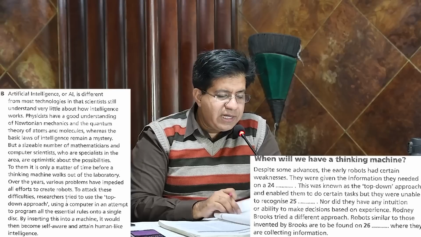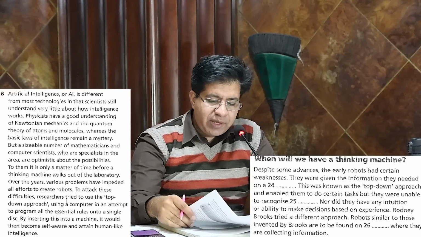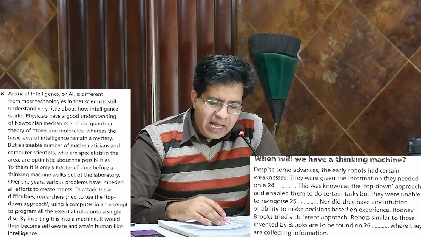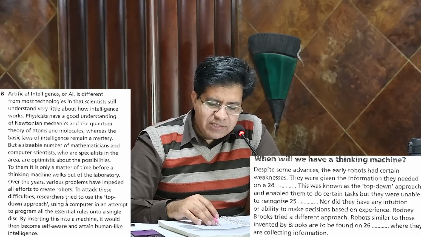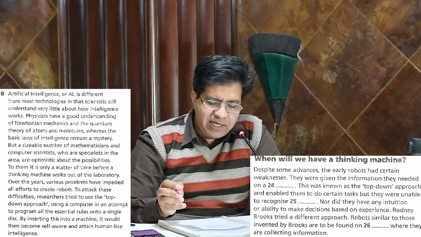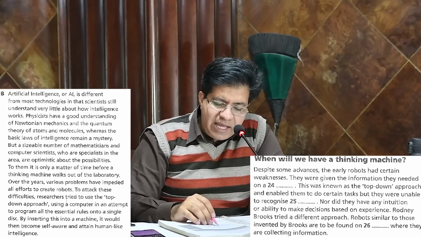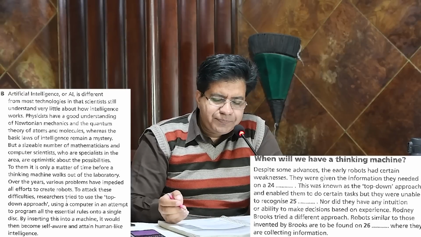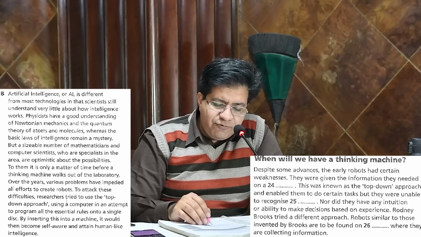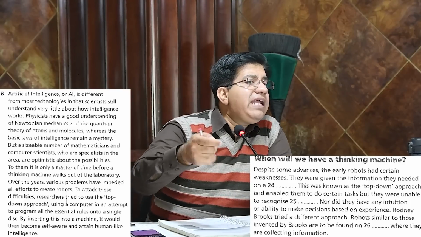Now we have located it easily, and now we can read the question because we know the location. The location is that paragraph, and from there onwards. Now, despite some advances, the early robots had certain weaknesses. Okay, that's fine. Full stop means the next sentence will contain another idea. They were given, what do they mean by they? Early robots. They were given the information they needed on a dash. Where did they need that information?